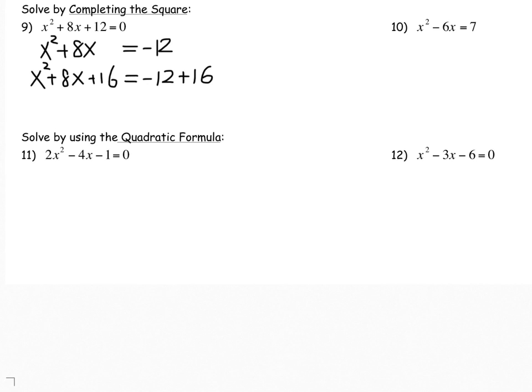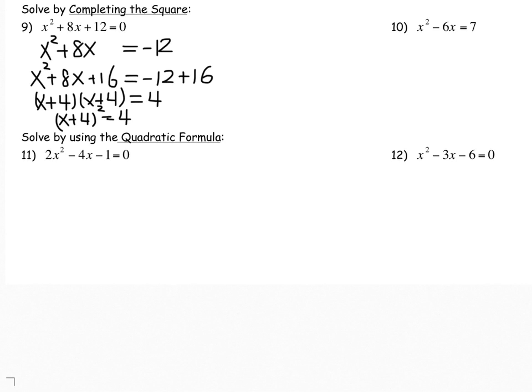I mentioned that the equal sign in this case is like a scale, so make sure you add the same thing to both sides. x squared plus 8x plus 16. If you know your factoring very well, can I write it as x plus 4 times x plus 4? And that equals negative 12 plus 16, which is 4. I can write x plus 4 times x plus 4 as x plus 4 squared equals 4.